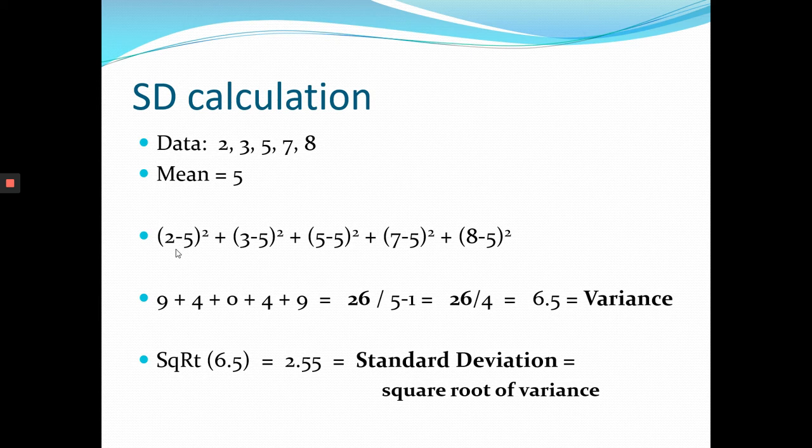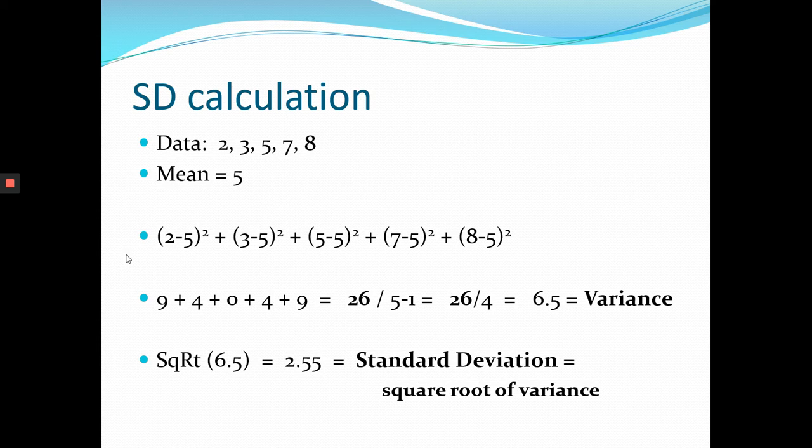We have to subtract the mean. 3 minus 5. 5 is always the mean. We're going to square that difference. Then we're going to add 5. 5 is the next score. 5 minus 5, square that. Plus 7. 7 is the next score. 7 minus the mean, 5, square that. Plus 8. 8 is the next score minus the mean, which is 5, square that.